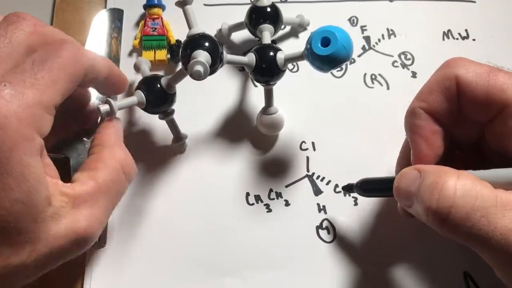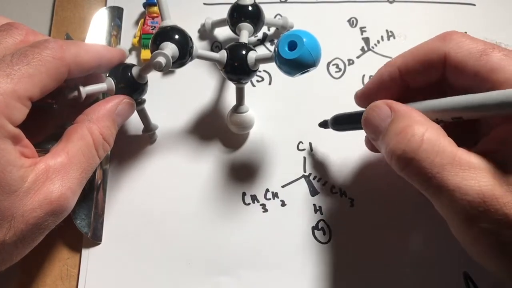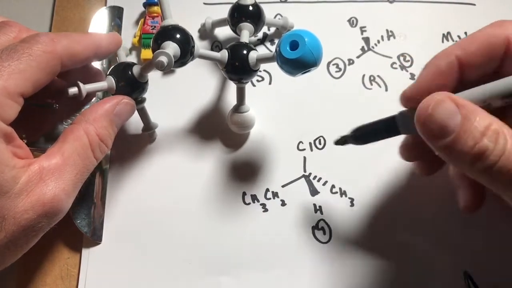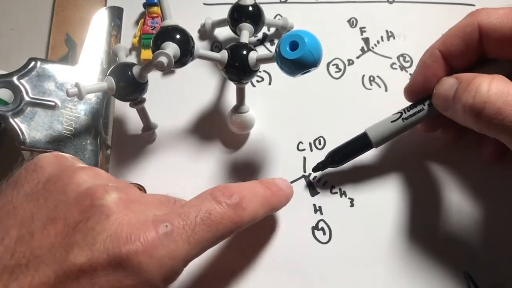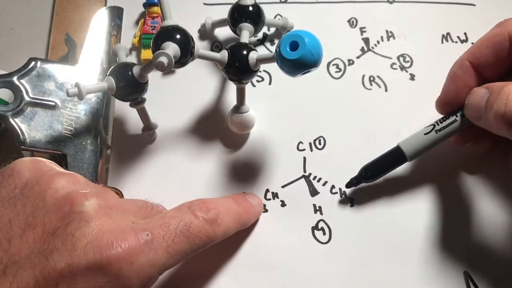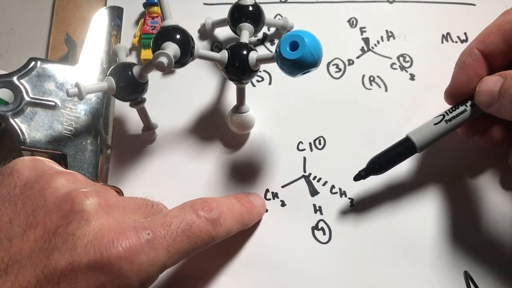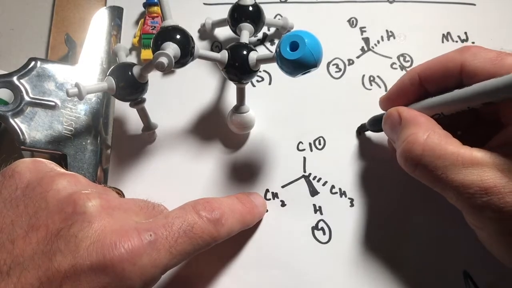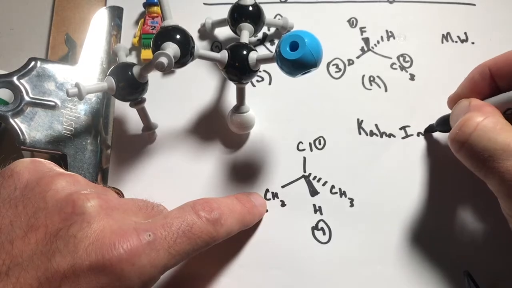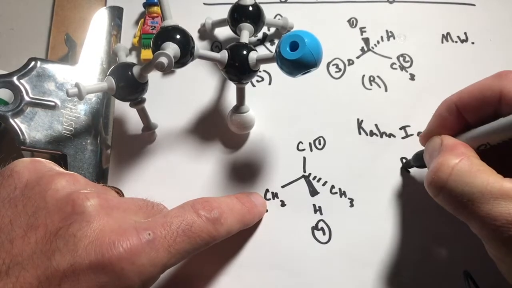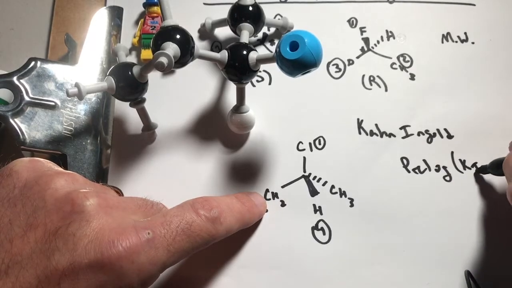It's probably not surprising that chlorine is the heaviest of the other two there, so let's give that a 1. But what you'll notice here, in terms of assigning priority to these two things, if we look at the asymmetric carbon and go one atom out, is that they're both carbons. So what do we do? Well, this is where we're going to use what's called the Cahn-Ingold-Prelog convention, and we're going to be doing this quite often.